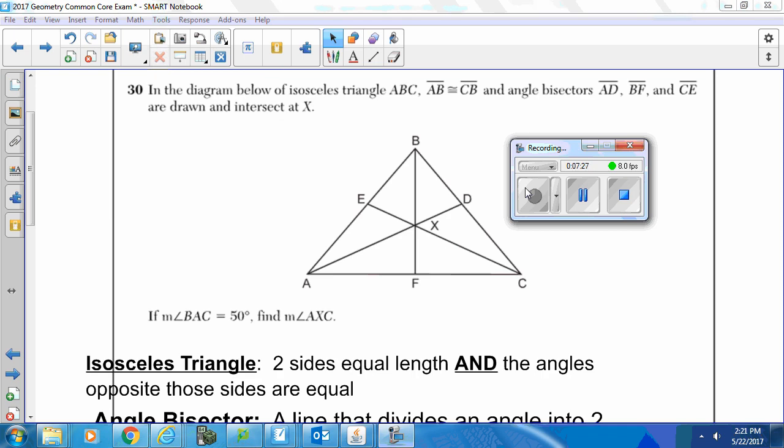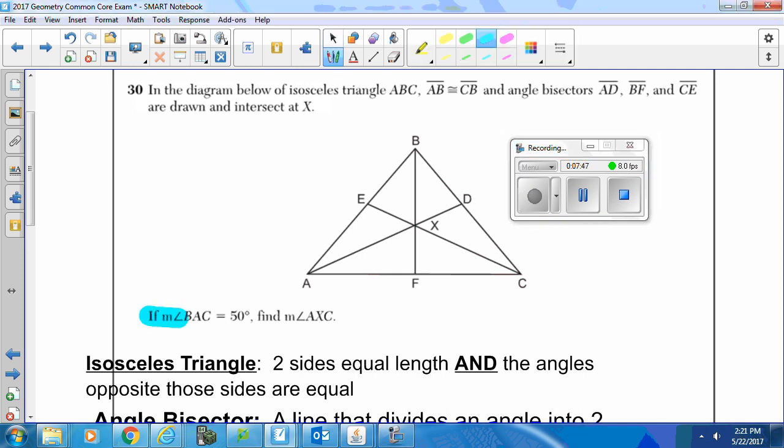All right, let's look at problem number 30. It says in the diagram below, isosceles triangle ABC, AB is congruent to CB, and angle bisectors AD, BF, and CE are drawn and intersect at X. If angle BAC is equal to 50, find the measure of angle AXC.